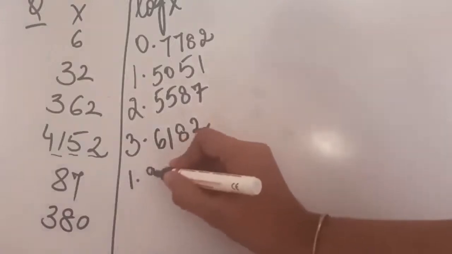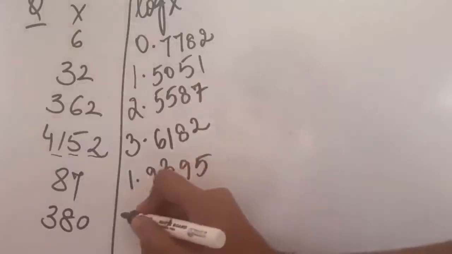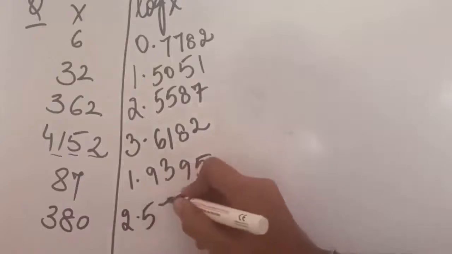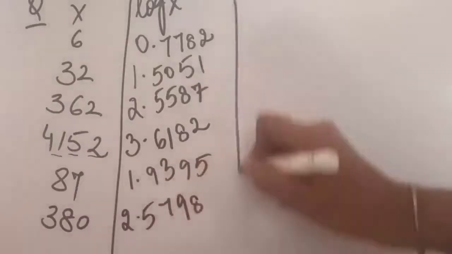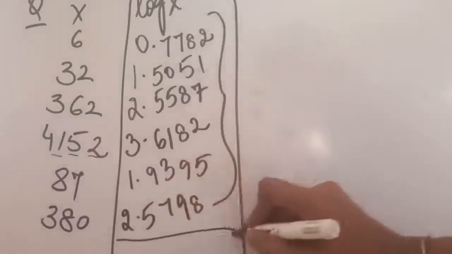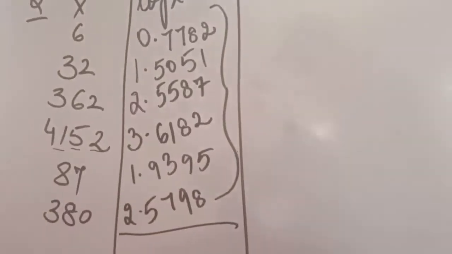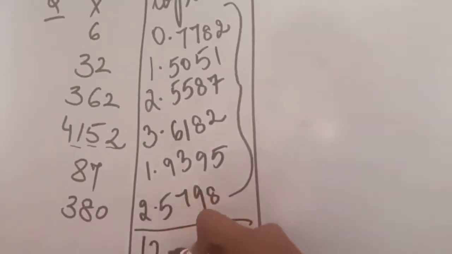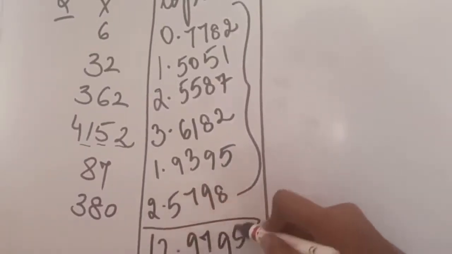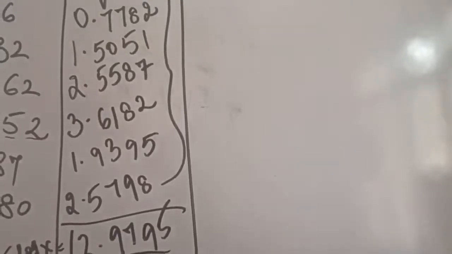Next, 87: it means 2 digits, so 1 point. 87 we will see under 0, it is 9395. Next, 380: 3 digits are there, so 2 point. 38 will be seen under 0, that is 2598. So now we will add these values to calculate sigma log x, because in the formula we require sigma log x. After adding these values, we will get 12.9795.